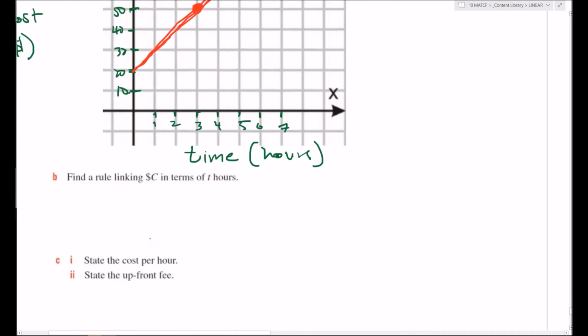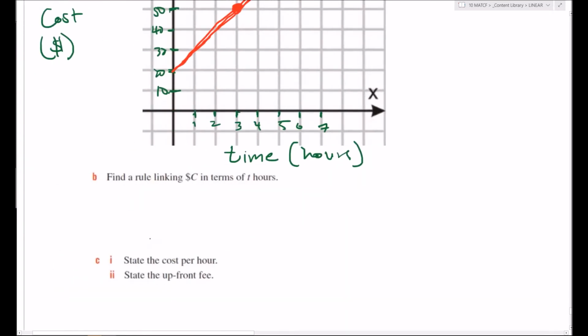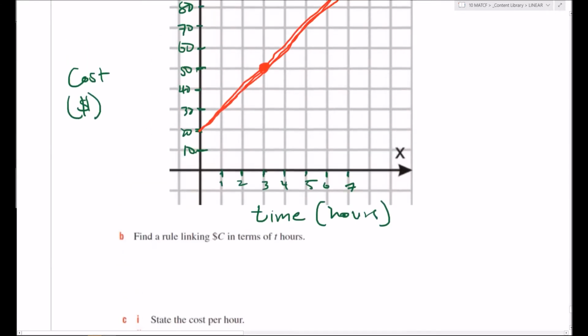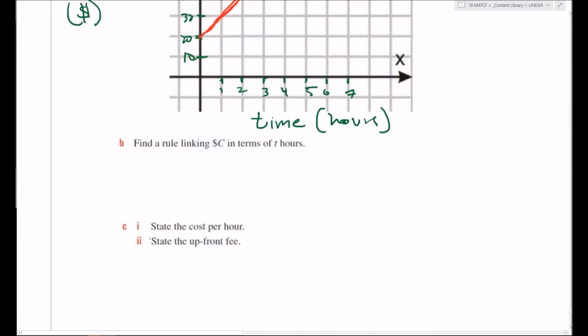Now the next part here is find the rule linking C in terms of t hours. Obviously this is saying find the rule of y equals mx plus c. That's what you want to find. Don't get confused with these though, because what you're finding here is the gradient and the y-intercept.